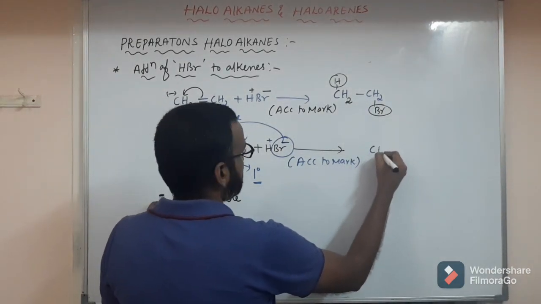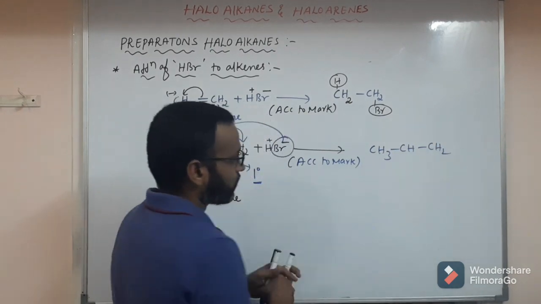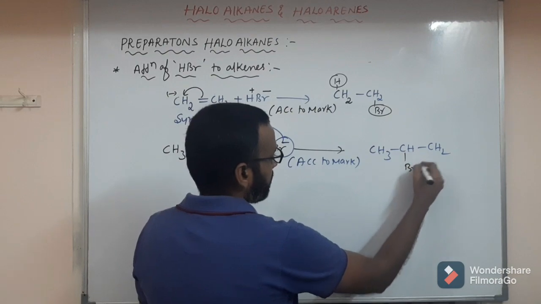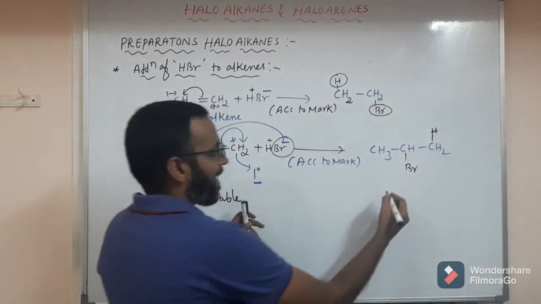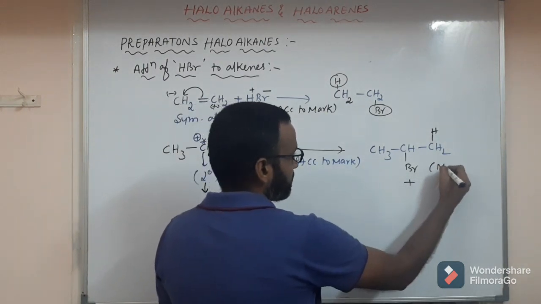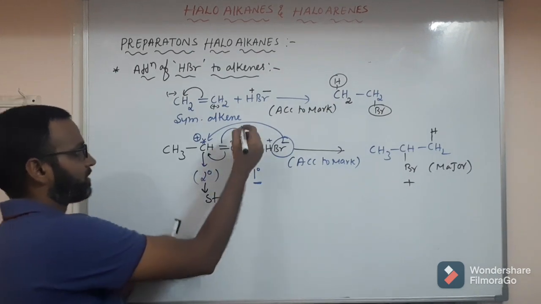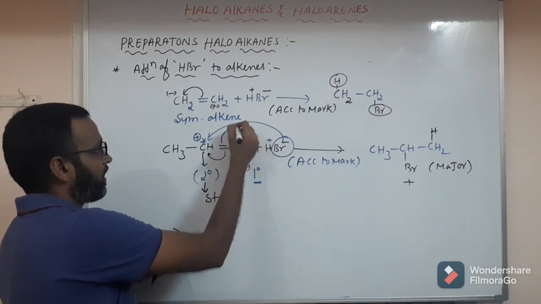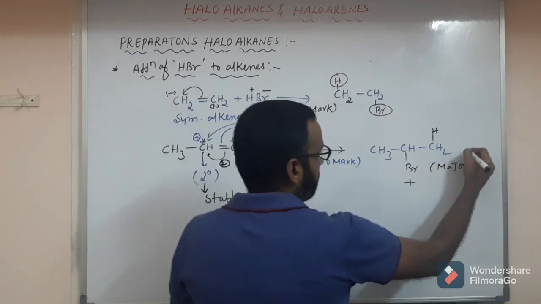That means what is the product here? You are having CH3, CH and CH2. So Br will come here, and hydrogen will come over here. Okay, and this is actually the major one. One more in this black color. This is the number 1 possibility, and this is number 2 possibility. So this is the number 1 possibility product.